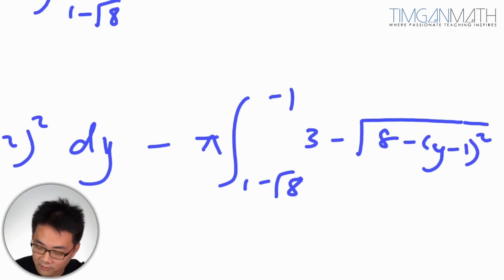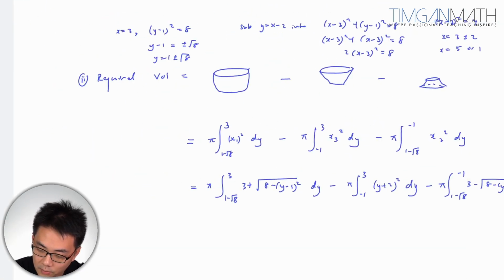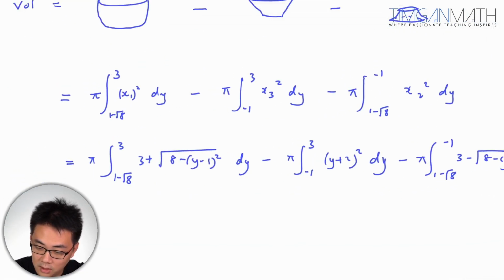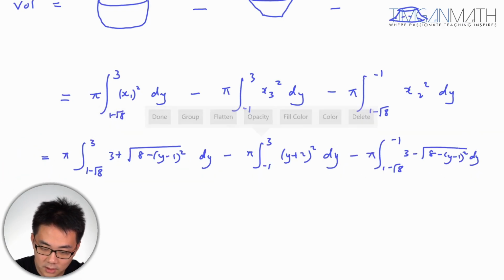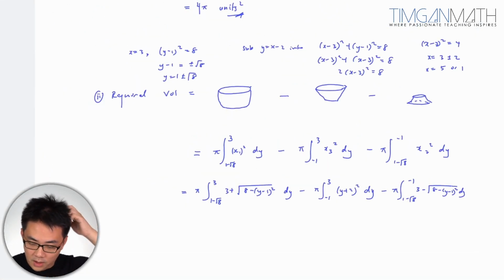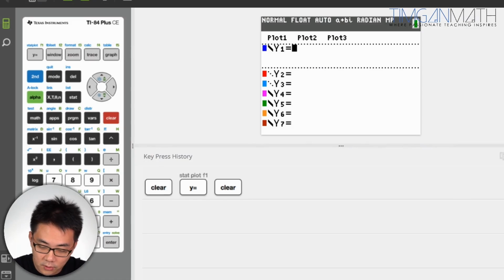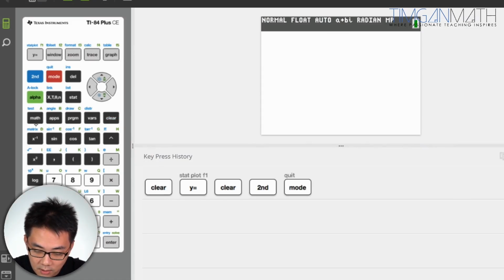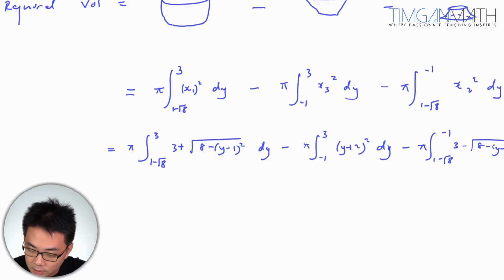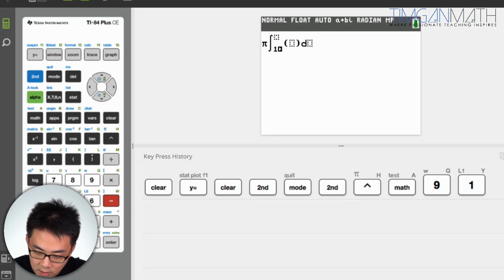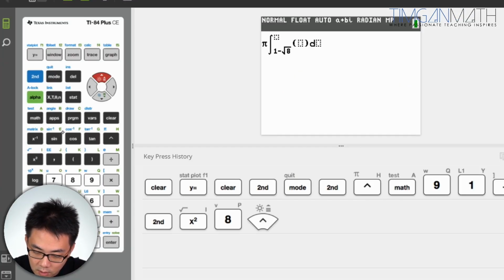You don't need the exact value. What you could do is just key in the calculator and just hope for the best, right? So that's it. I hope that you know how to key in. So just key in pi and just key in everything, right? I'm going to slowly key this in. 1 minus root 8 to 3. So this is 1 minus root 8 to 3.